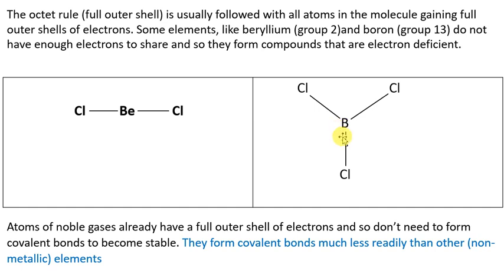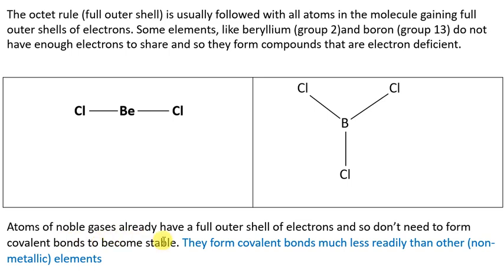Similarly, with boron, group 13, 3 outer electrons mean that it can form 3 covalent bonds, as it's doing here, but again, not having a full, stable octet of outer electrons, it's electron deficient.